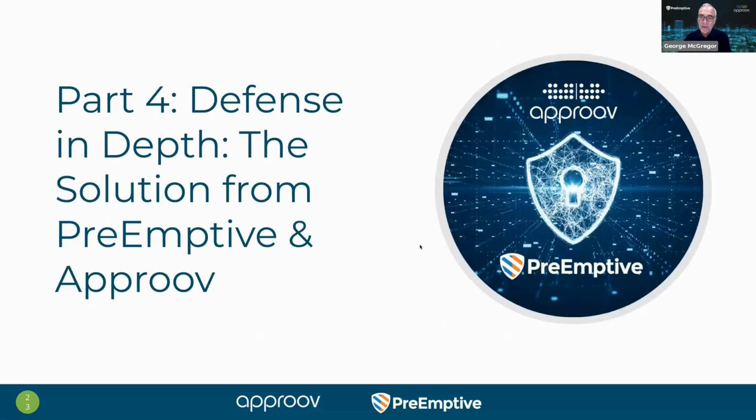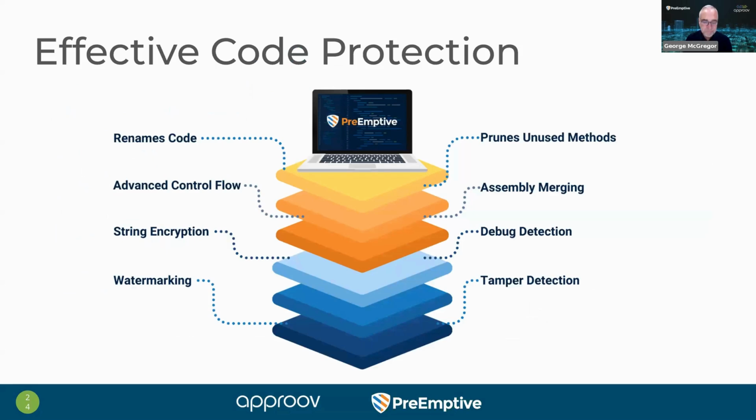Let's talk a little bit about the solution to some of these issues, and we're going to dive in here and talk about the PreEmptive and the Approov solutions. So, John, over to you again. All right, thanks, George. So, how can we protect the apps we're building against this very real threat of reverse engineering and tampering? PreEmptive provides a multi-layer approach to code protection.